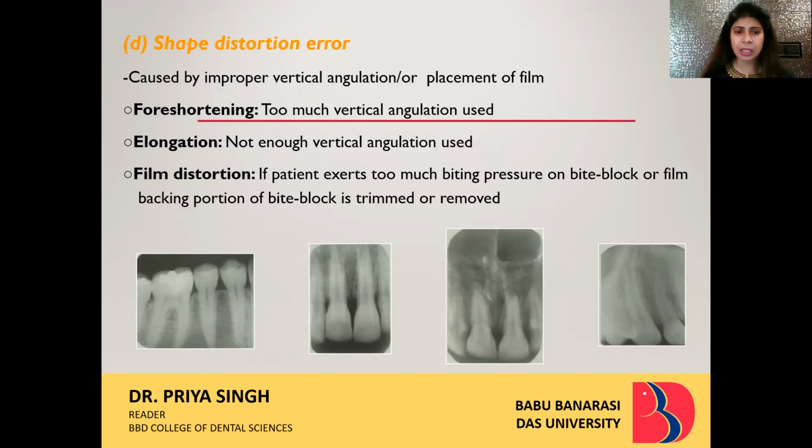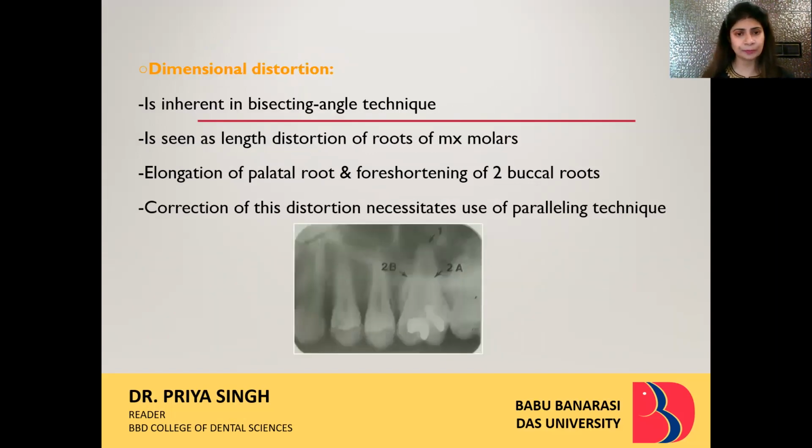Film distortion: this occurs if the patient exerts too much biting pressure on the bite block, or the film backing portion of the bite block is trimmed or removed. So again, you have to convey to the patient that they should not bite on the film, otherwise it will lead to distortion of the final image that will be procured.